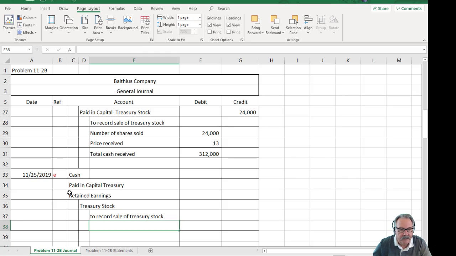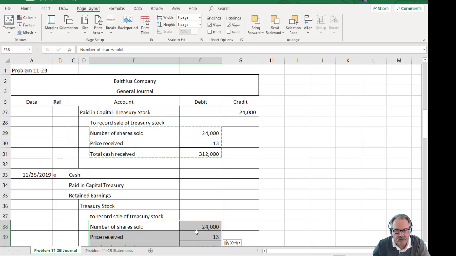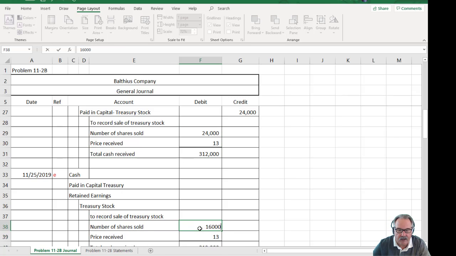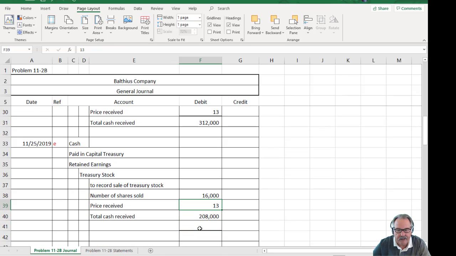I'm going to copy this from up above here because I can. And this time we sold 16,000 shares at $9.50, which is $152,000. So that's how much money we received. We're going to get rid of those shares. It's just going to be a debit.